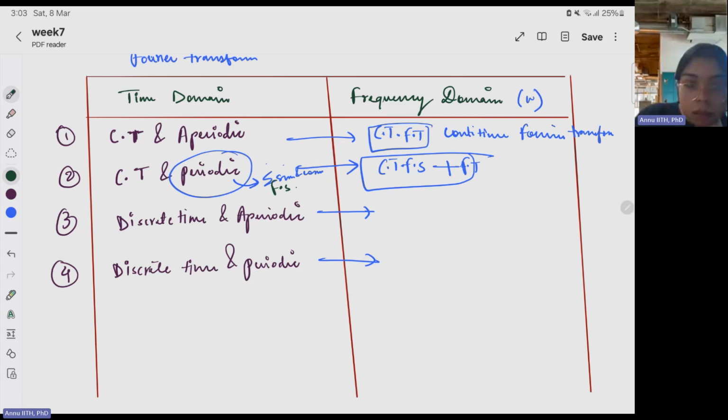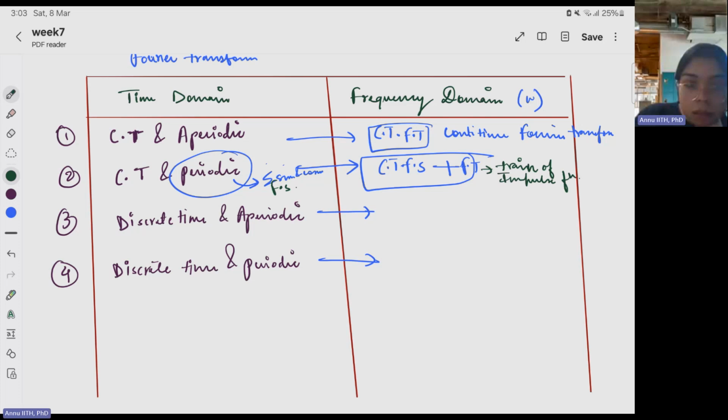Why is it very easy if you write it as a sum of sine and cosine and then transform? Because the Fourier transform of sine and cosine is an impulse function. So as a result you will get a train of impulse functions.